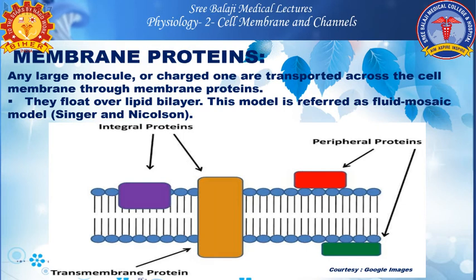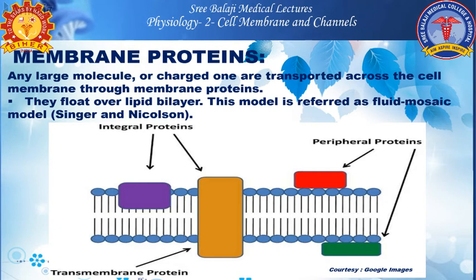So we have seen about the phospholipids. Now let us get into the membrane proteins. This picture gives you an idea about the proteins. Any larger molecule, as I said earlier, the lipid soluble substances can easily get into the cell membrane through the lipid bilayer. Now, how do these proteins get through it?